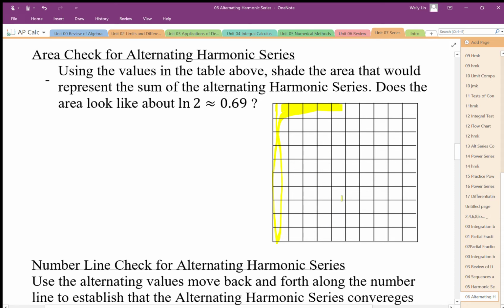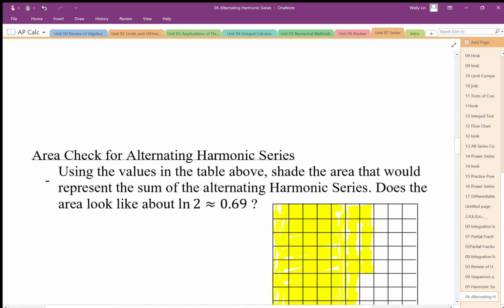Then 1/12 is about 8.33 of 100, so that's going to be about 8 of these, a little bit more. Then 1/30 is a little bit more than 3, 3 of these, and then 1/56 is about 2. Then 1/90 is a little bit more than 1, and 1/132 is just a little bit less than 1.